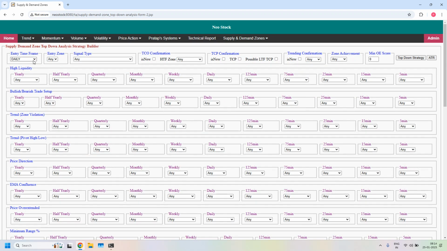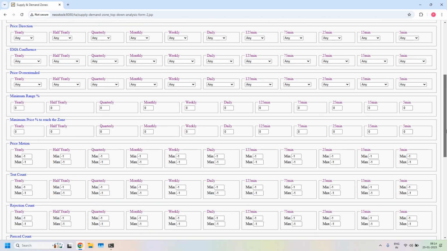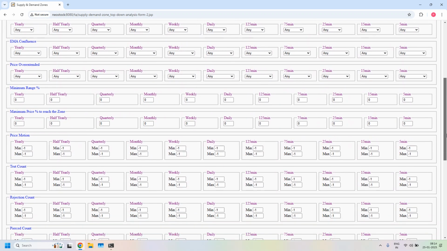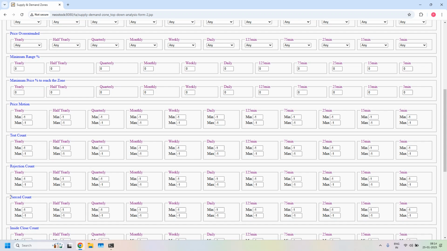Next, bullish trade setup for daily income trade. Entry time frame 15 minutes, entry zone demand zone. Bullish or bearish trade setup at 15 minutes, selecting bullish and 15 minutes supply demand zone. The 15 minutes demand zone should not be pierced. So in the pierced column, parameter at 15 minutes time frame, minimum value 0, maximum value 0.